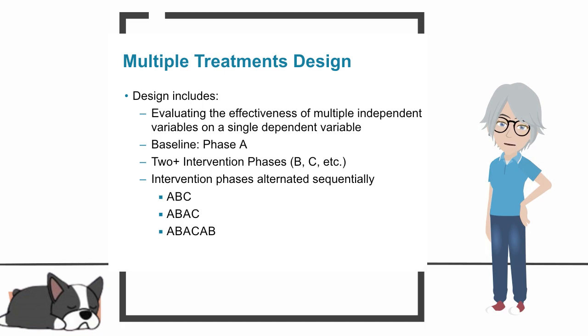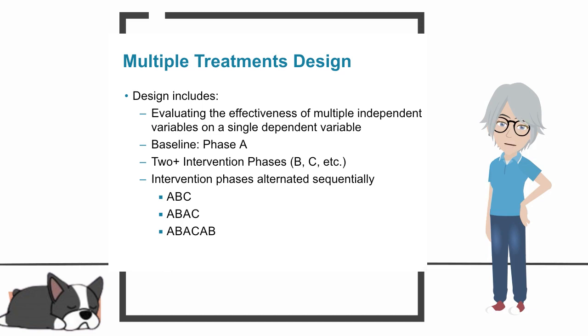In multiple treatment design, we are looking at evaluating the effectiveness of multiple independent variables on a single dependent variable. We have a baseline, which is phase A, and then we have 2 or more intervention phases, B and C, and it could be even D, E. And then the intervention phases are alternated sequentially. So it might be ABC, ABC, it could be AB, AC, it could be ABC, AB. It's all just going to depend on how you're doing it.